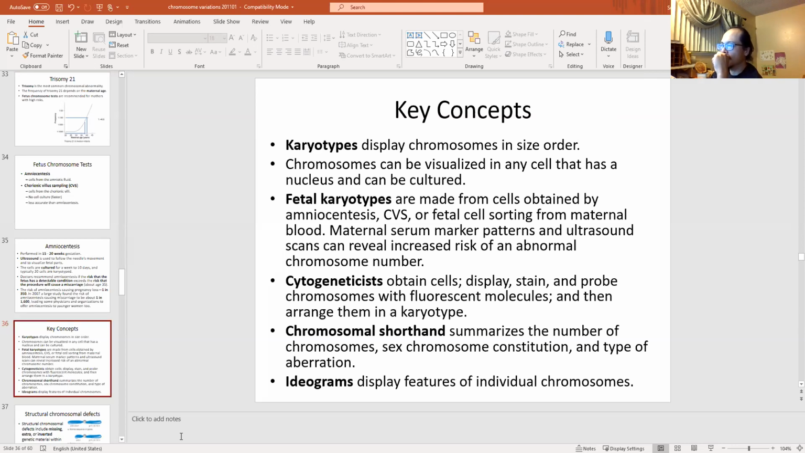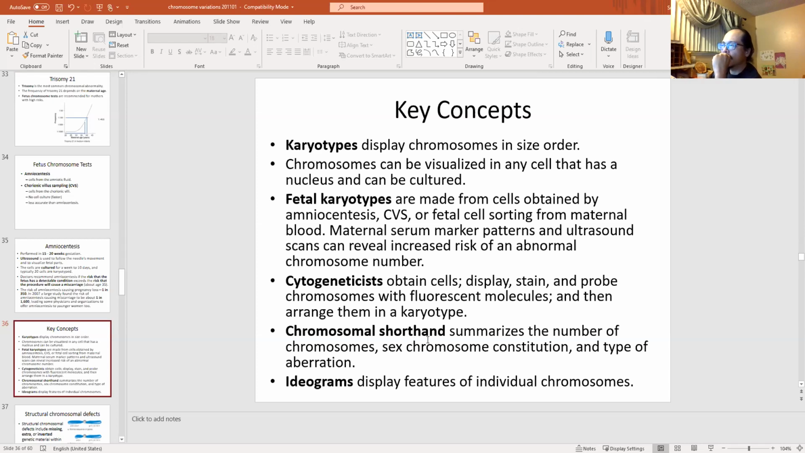Cell genetics analyzes using staining and probes. So basically it uses different types of staining to examine the chromosomes. It examines the chromosomes compared to the karyotype, but here it examines them in more detail, at a more molecular level.